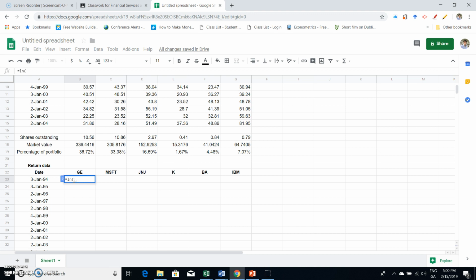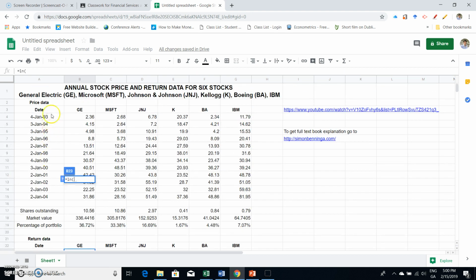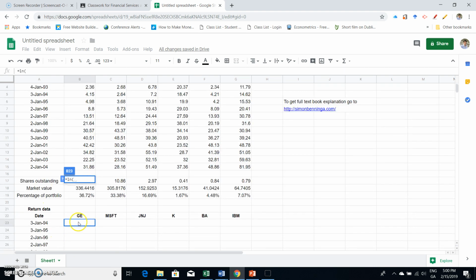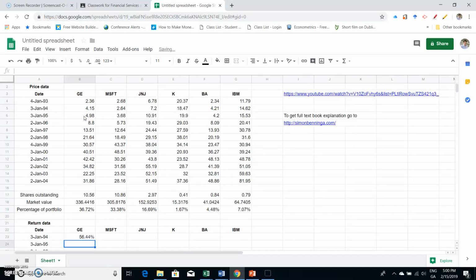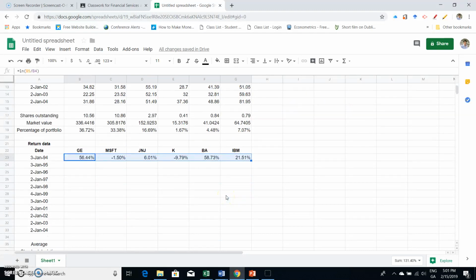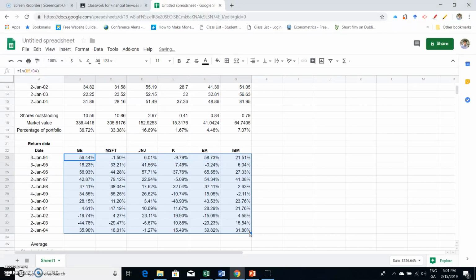To get the return, note here this is 94, and if we come up above here, the starting would be 93. So basically the return has always lagged 1 year. The return in 94 is what we observe in 94 divided by the previous year, and this is a log difference. We can just very simply pull that across, and this gives us an annual return on each of the stocks, 1994 through to 2004.